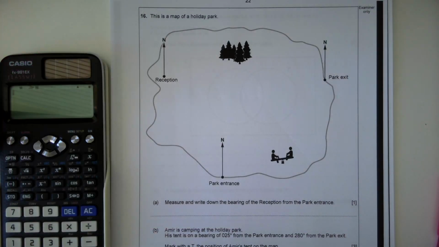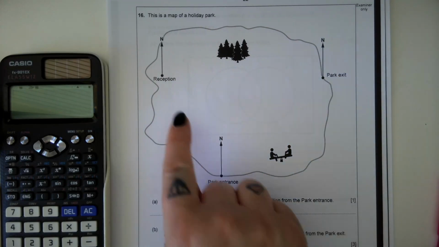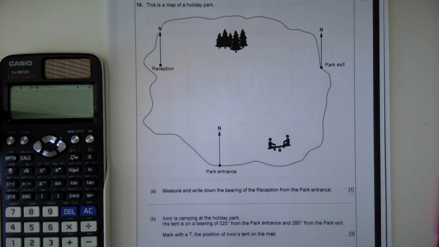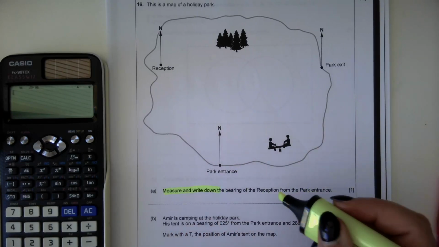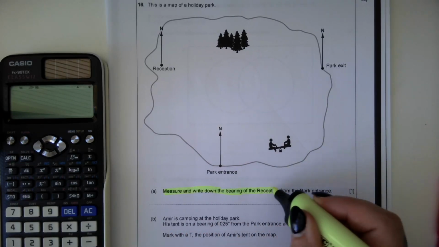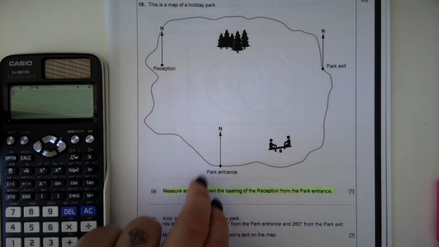Question 16. This is a map of a holiday park. So this is our holiday park and we've got some landmarks noted on there. Part A, measure and write down the bearing of the reception from the park entrance. So we're working with the reception and the park entrance.